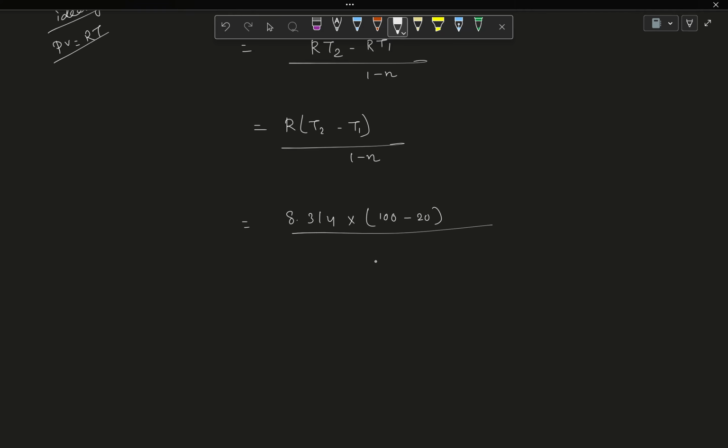So this is just 8.314 into 80, divided by 0.4 with a minus sign, so it comes out, and if you calculate, you will see this is minus 1662.8 joule. So this is a negative work done. You can see the work done has come out negative, and do not get puzzled by that.